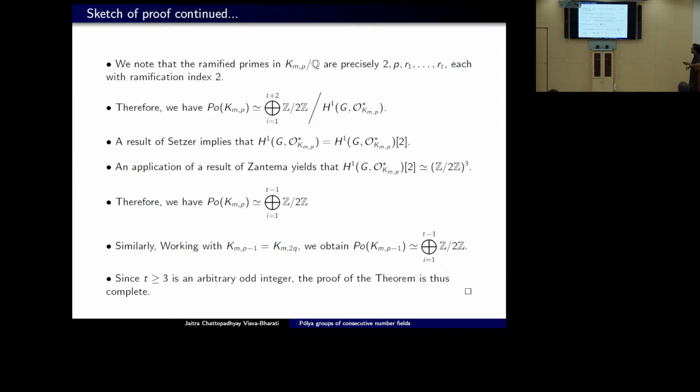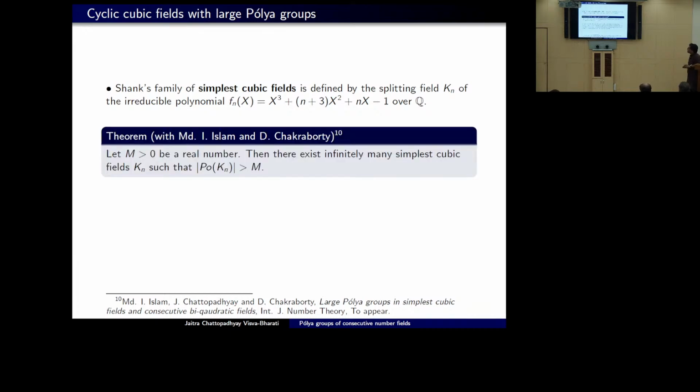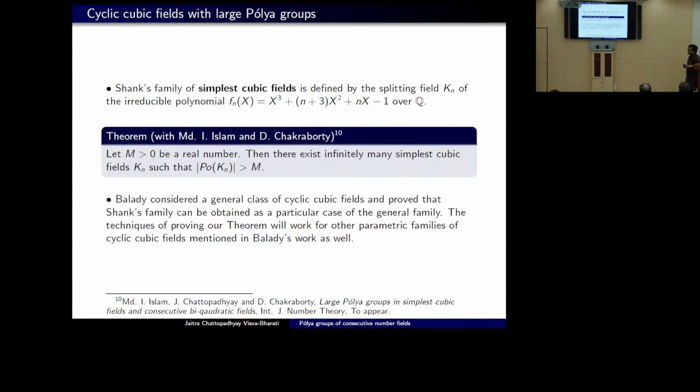Okay, so in the remaining 2 minutes, let me just give you the notion of consecutiveness for a cubic Polya field. So, unlike this case, we have to rely on the defining polynomial of a cubic field. If we have a cyclic cubic field, we know that this has to come from some irreducible cubic polynomial with discriminant a perfect square. Now, this is a much studied family called the simplest cubic fields, given by Shanks sometime in the mid 80s. It is the splitting field of x cube plus n plus 3 times x square plus nx minus 1 over Q. So, we call two fields consecutive if they are given by the splitting fields of f(n, x) and f(n plus 1, x).